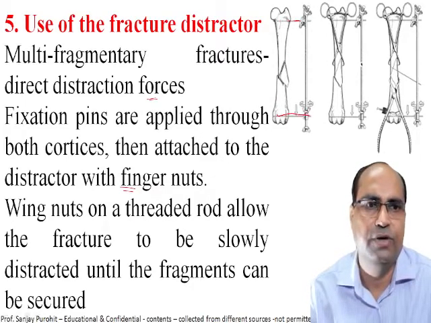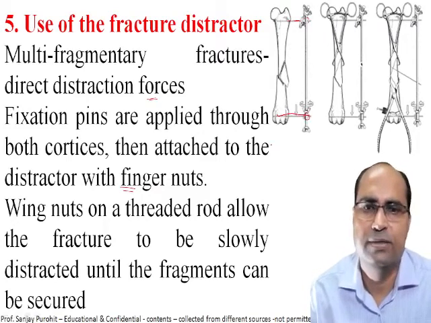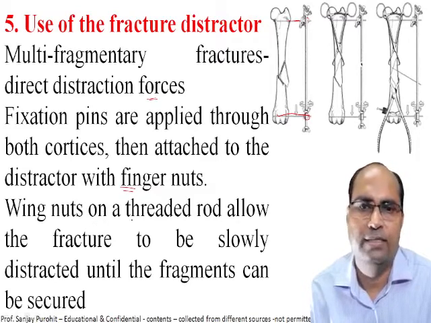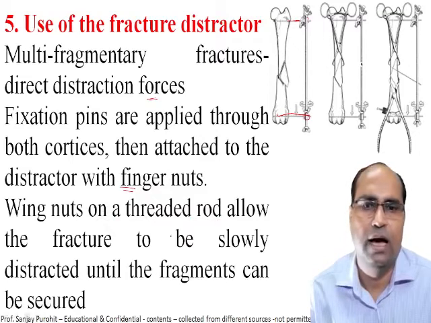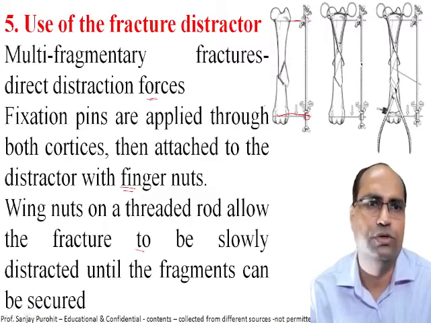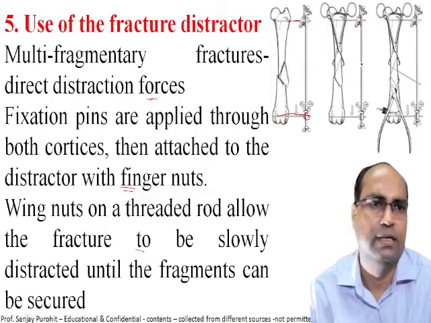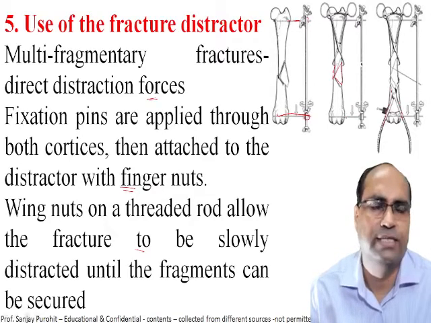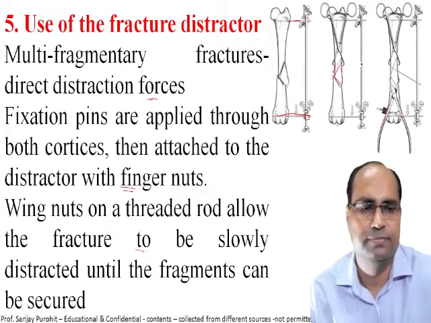pins are fixed and attached to the distractor. Then wing nuts on the threaded rod allow the fracture to be slowly distracted until the fragments can be secured. Then these fracture segments are anatomically secured. We can use bone holding forceps to hold the fracture segments in position.